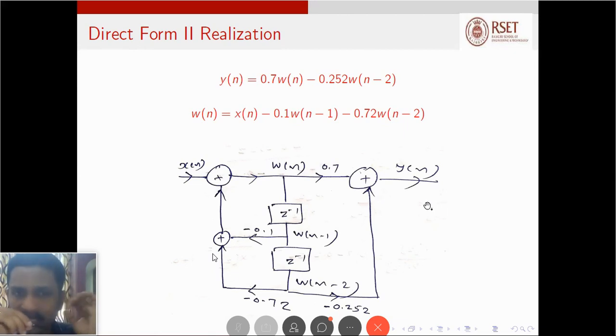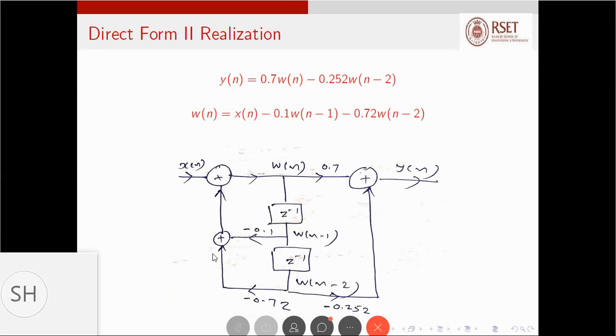If you have any queries or doubts regarding direct form 1 and direct form 2, you can ask right now. Sir, we have a few queries. The first one is, what about the computational complexity of direct form 1?